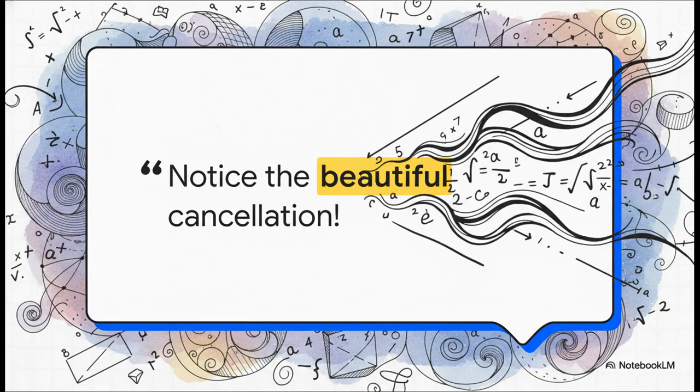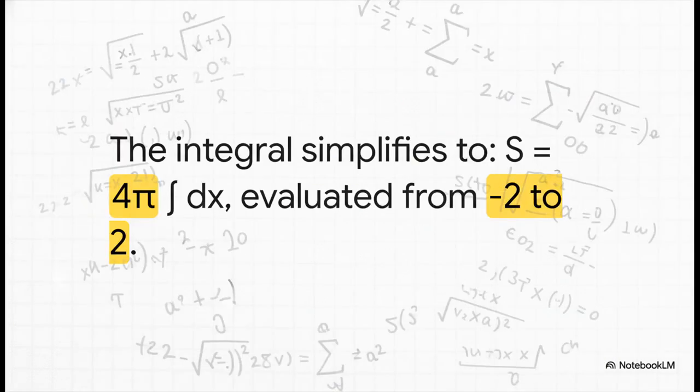And right here, this is one of those moments that just makes you love calculus. All that messy algebra we just did, the square root in the radius and the square root in the arc length, they just poof. They perfectly cancel each other out. It's just so elegant. So after that amazing cancellation, look what we're left with.